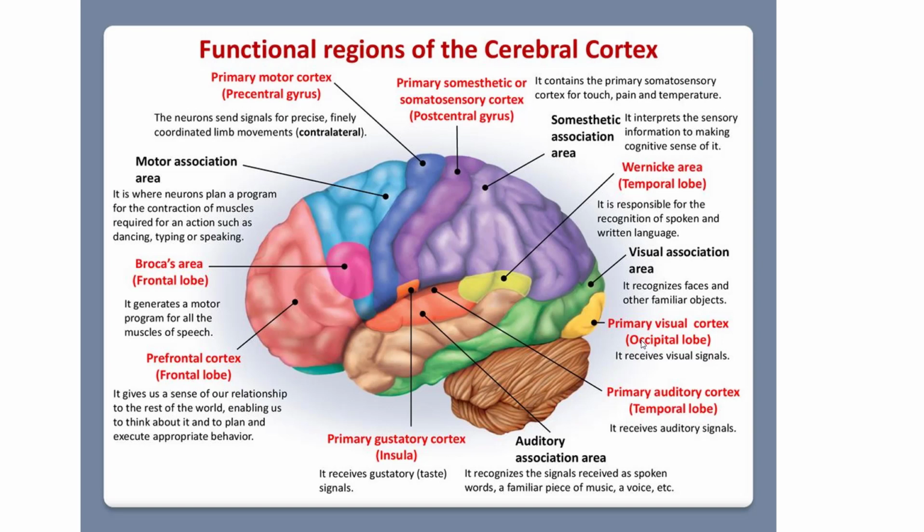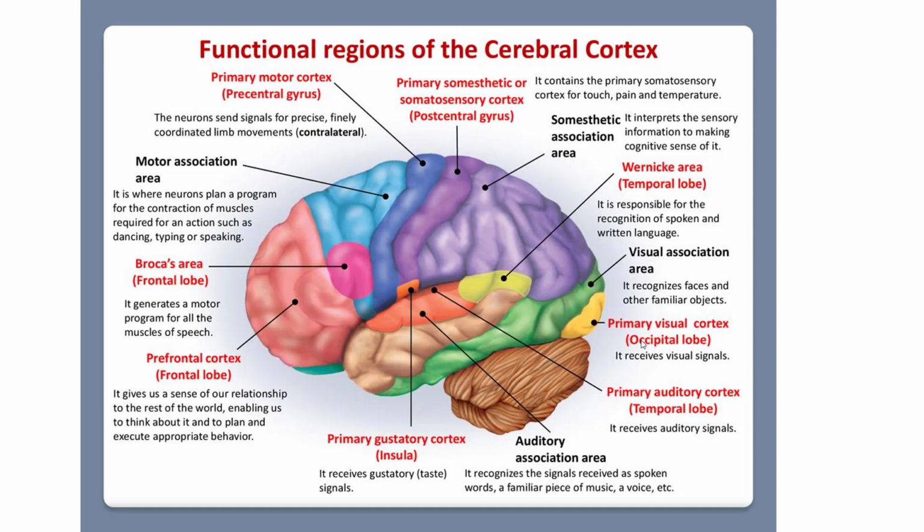Let's look through them. Starting with the prefrontal cortex, which is part of the frontal lobe. This gives us a sense of our relationship to the rest of the world, enabling us to think about it, plan, and execute appropriate behavior. So there's inhibitions going on here in the prefrontal cortex. And if you are a male of ages 17 or 18, your prefrontal cortex has not completed its development yet, which may give rise to a little bit of impulsivity. While that may make you great at the stock market, it tends to make bad decisions occur as well.